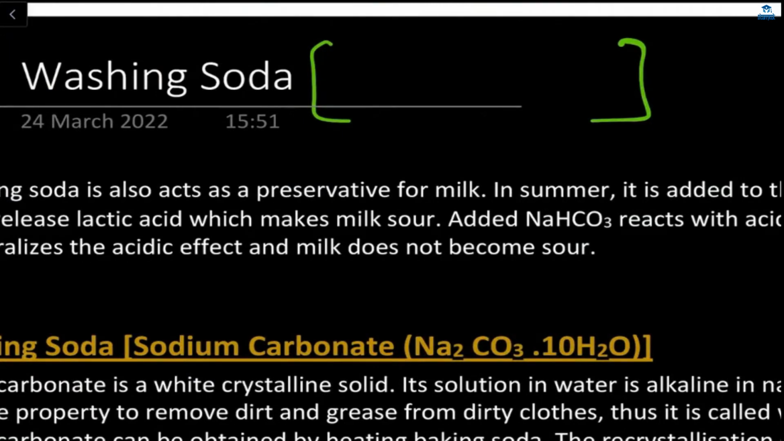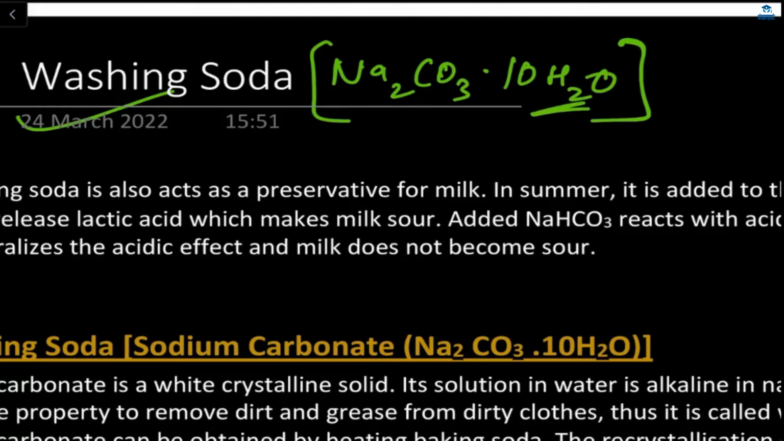Okay, Safia, do you have any idea about this washing soda formula? Na2CO3.10H2O. See, Safia, wow. Okay, good. This is Na2CO3.10H2O. This is sodium carbonate. Na is sodium, CO3 is carbonate.